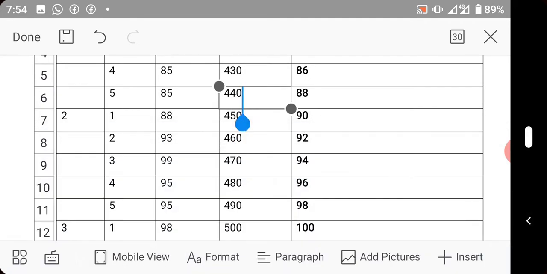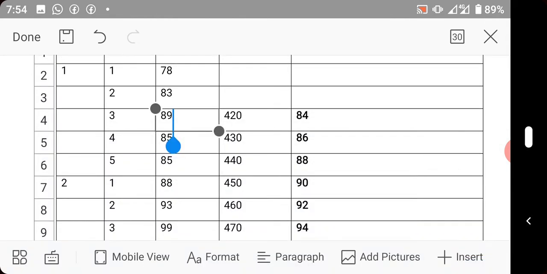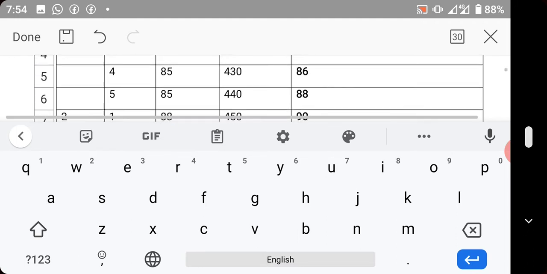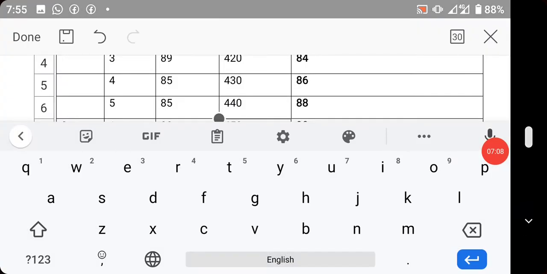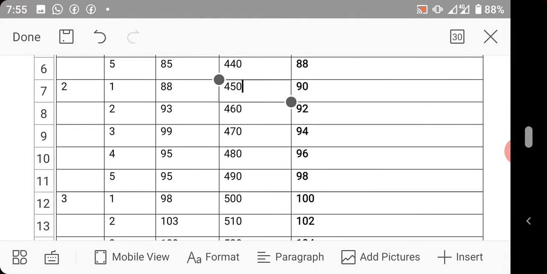So to get this 450, you don't count the first 2 numbers. So you won't count 78, 83. So you add 89, you add 85, you add 85, you add 88, you add 93. That will give you 450. So in that order, you continue until you finish the adding.